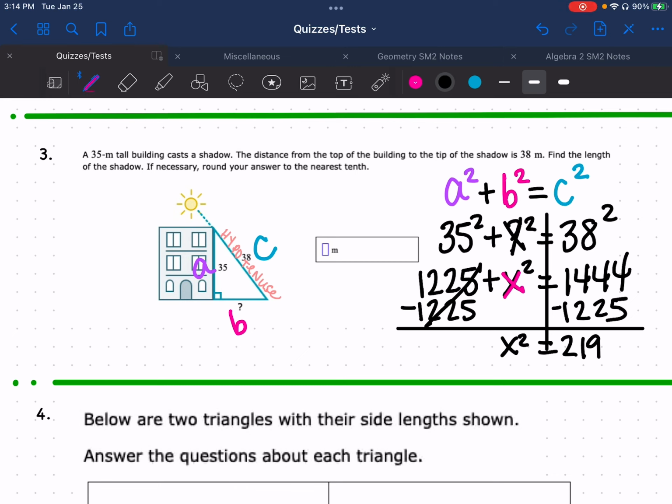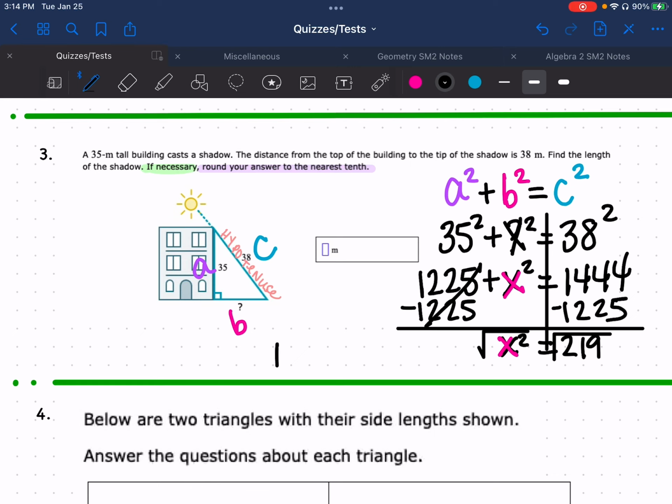And then to get rid of that square so that the x is by itself, I simply put the square root into the calculator. I'm putting in the square root of the 219, not the x. And I'm going to hit the SD button because notice right here, it does say round your answer to the nearest tenth. It does say if necessary. That part is there because some of you may get a whole number answer. And so then it's not necessary to round.